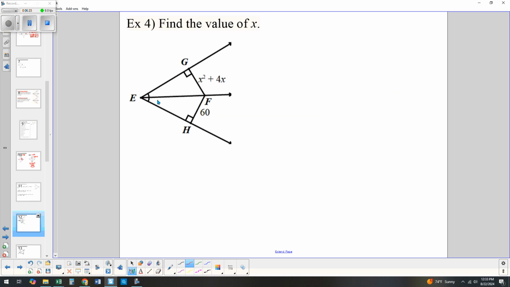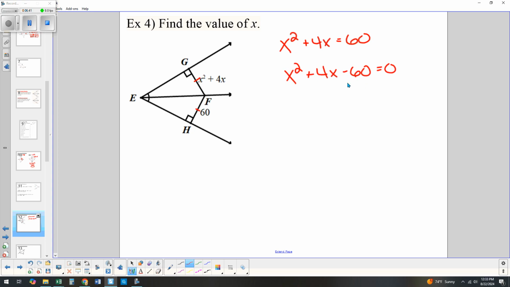For example 4, we could see that the angle was bisected and these two segments are perpendicular to their sides, so they are equal. So let's set them equal to each other. We again have a quadratic with an x squared and an x, so I'm going to get it equal to 0.